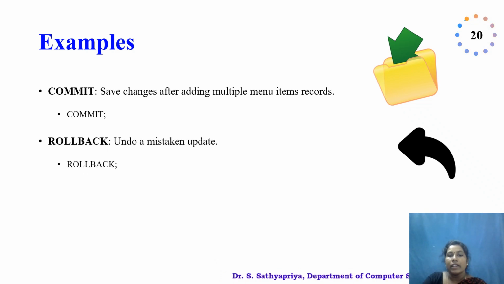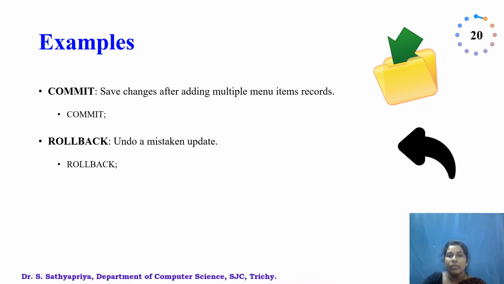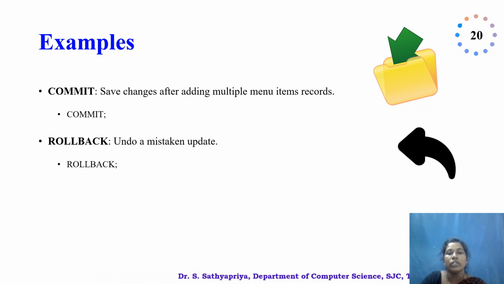The rollback statement undoes all changes made during the current transaction, reverting the database to its state before the transaction began. It helps in maintaining data integrity by preventing partial or unwanted changes from being committed. For example, if you made a mistake while updating the prices of menu items, you can use rollback to undo all the changes made during the transaction and revert to the previous state of the database. You can use the rollback command as: rollback.